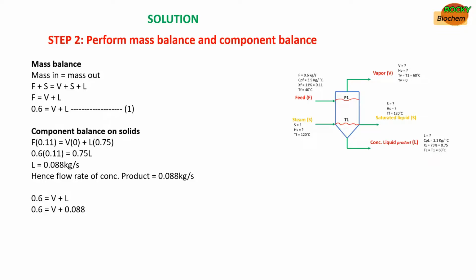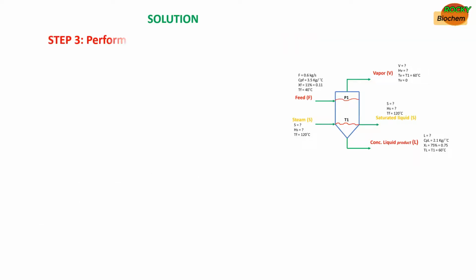So let's fix in this value into equation 1 and then get the flow rate of the vapor that is exiting. We're going to get V to be equal to 0.512 kilogram per second. And this is all for the mass balance and then the component balance. Now let's move on to step number 3, and this step states that we should perform energy balance.